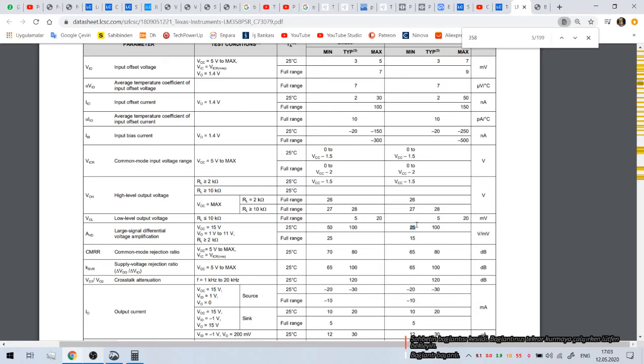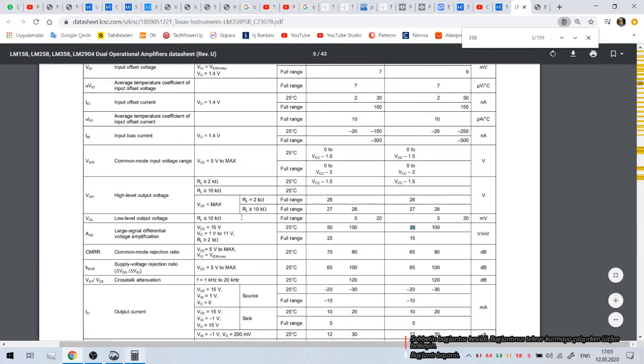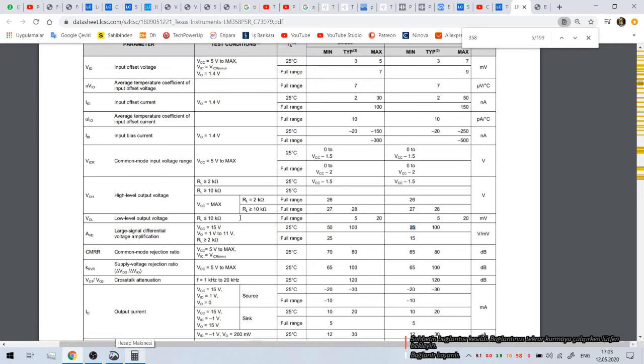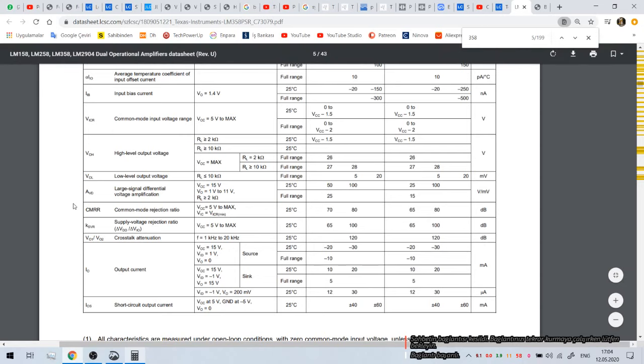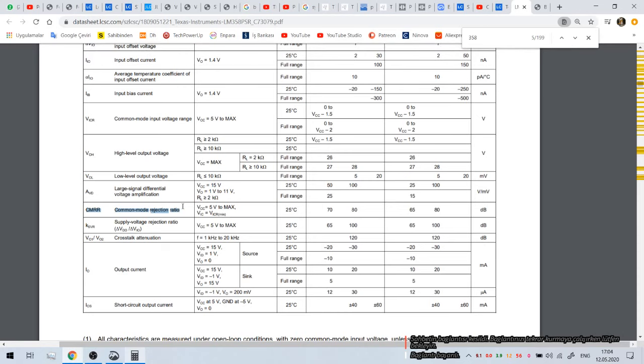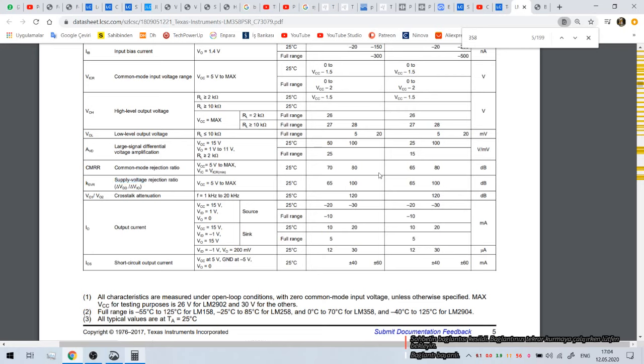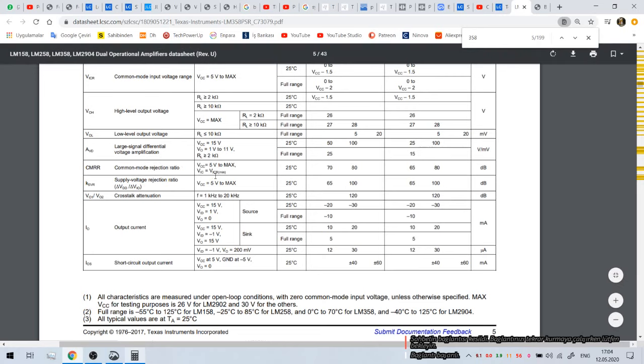Much higher than we need. This gain is not important also in such comparator application. Not very important. It is important, but not very important, I can say. Common mode rejection ratio, not important. Also, this is very important on current sensing, high side current sensing, but not important here. Supply voltage rejection ratio also not important because we want to use 5 volt only.